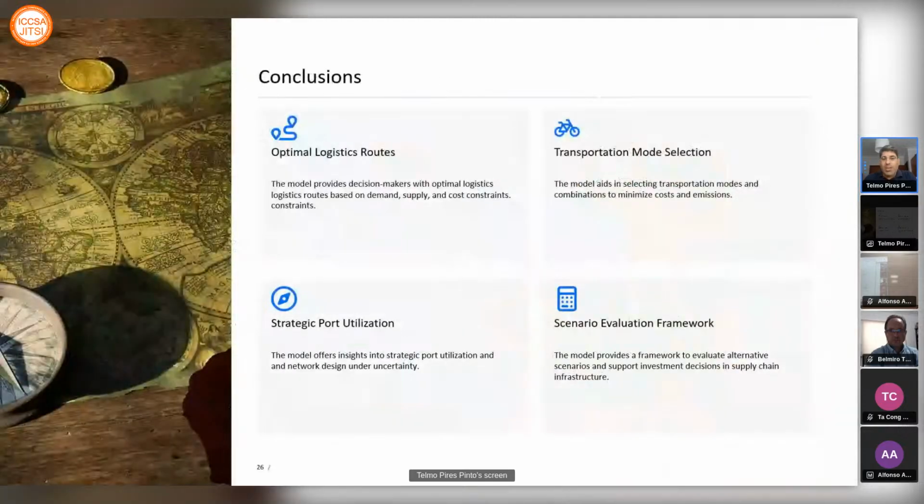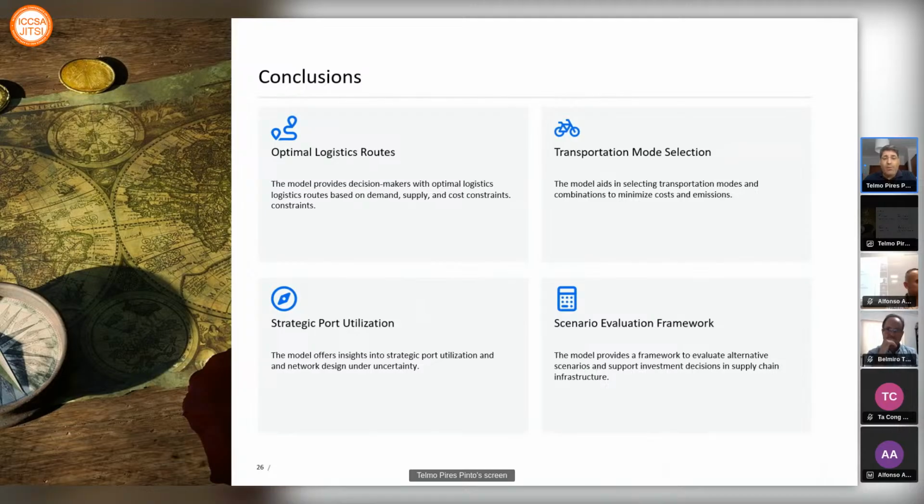Finally, in conclusion, we can derive 4 key contributions of our model. First, it identifies optimal logistic routes by considering demand, supply, and cost constraints, helping decision makers plan efficient transportation paths. Second, the model assists in selecting the best transportation modes and their combinations to minimize both costs and emissions, supporting sustainable logistic practices.